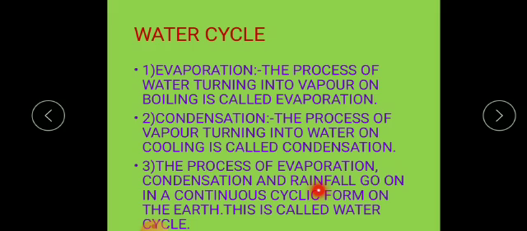But remember always, evaporation is the boiling of water. Boiling of water gives us water vapor. And what is condensation? When the same water vapor gets cooled down, and we again get water in the form of rain, that cooling process is nothing but condensation. So evaporation, condensation, rainfall goes on continuously in a cyclic form. That whole cycle is nothing but the water cycle.